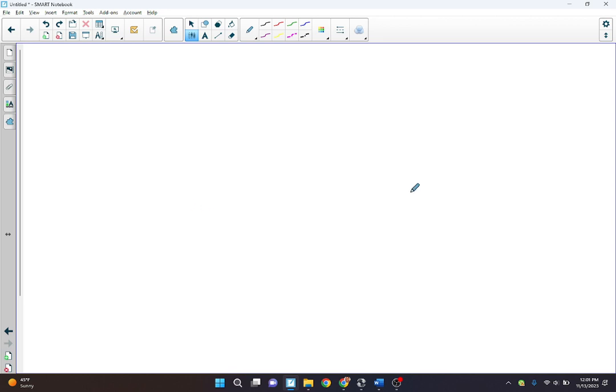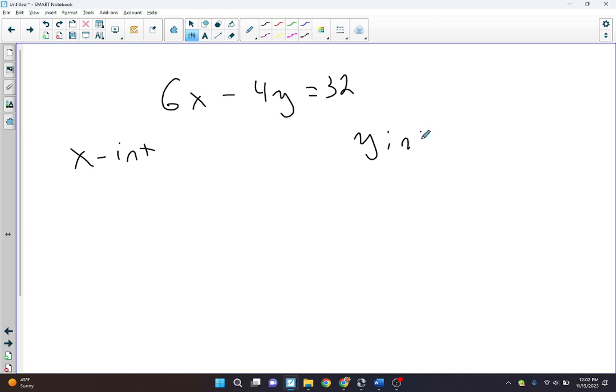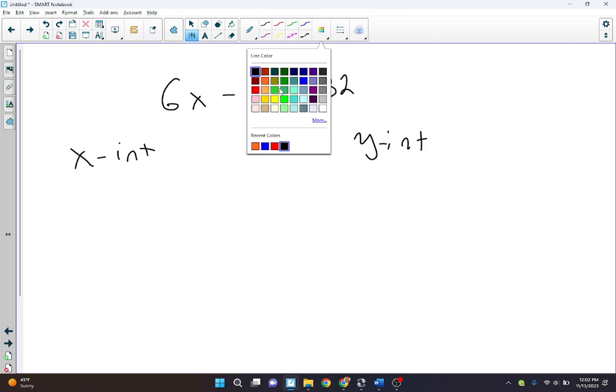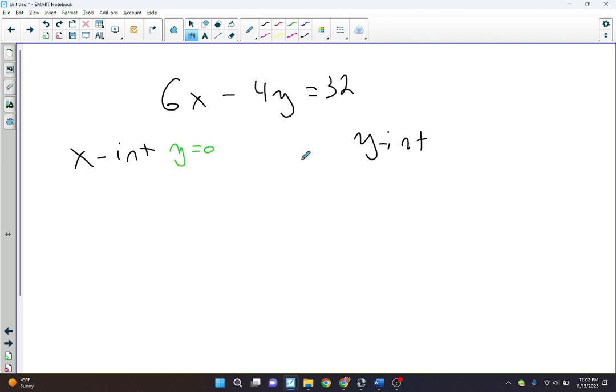All right. Find the x and y intercepts. So when you have an equation, 6x minus 4y equals, let's do 32. Okay. So for this, 6x minus 4y equals 32. So with that in mind, we're going to find the x-intercept and y-intercept. When you find the y-intercept and x-intercept, you make the other one 0. So when I find the x-intercept, I make y equals 0.